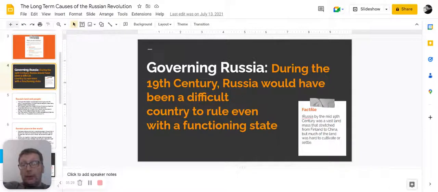Russia by the mid-19th century was a vast land that stretched from Finland to China. It stretched from the Arctic to the Black Sea. It's still the Russian Federation, the largest continuous landmass nation state, stroke empire, in the world.